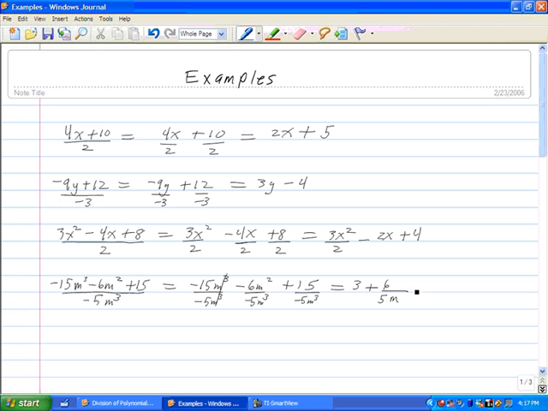A plus and a minus will make a minus. 15 over 5 makes a 3. There are no m's to be canceled, so all 3 are left, and they were left on the bottom because that is exactly where they started.